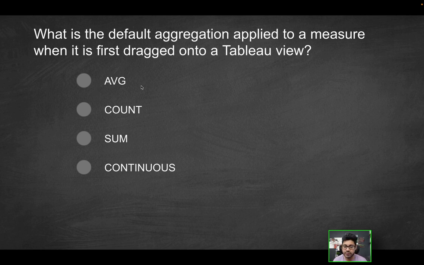But with respect to this question, the default aggregation is going to be sum. It's not going to be average, count, or continuous. It's going to be sum. So that's the solution here.